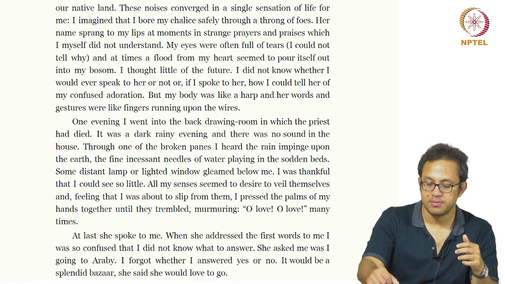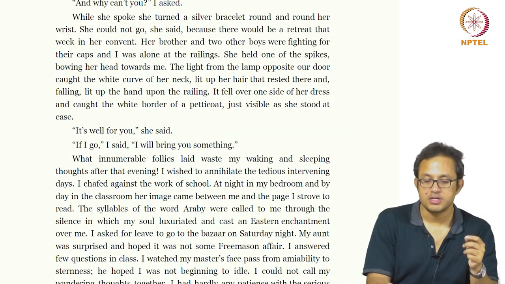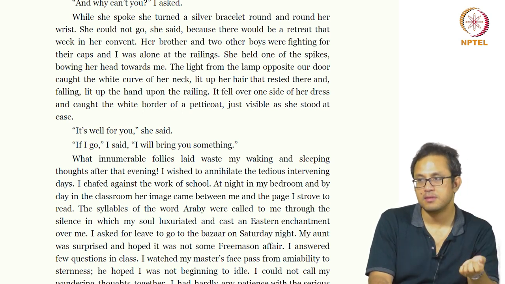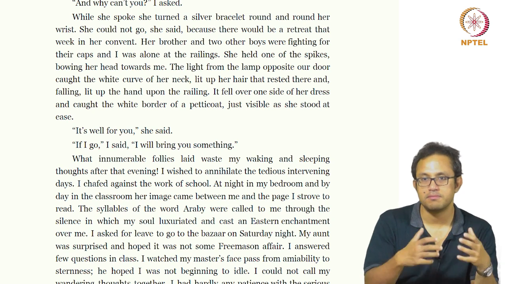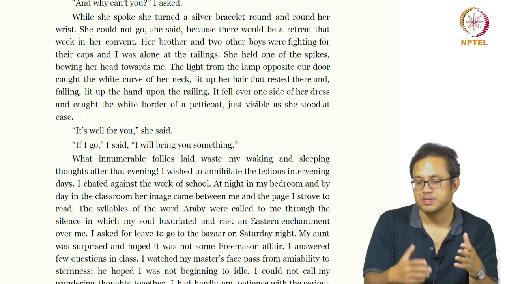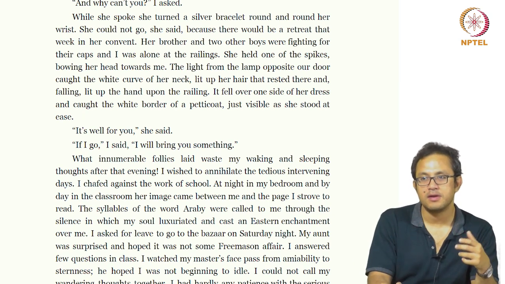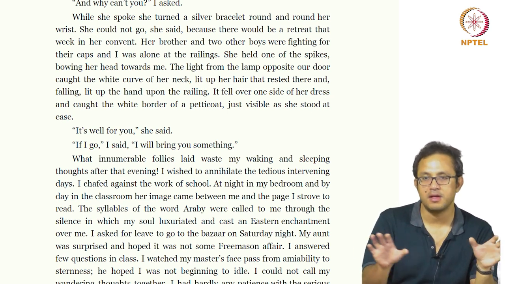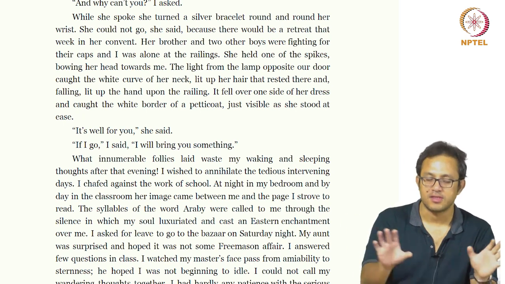And this is told to him as well. "And why can't you?" I asked. While she spoke, she turned a silver bracelet round and round her wrist. Again, look at the biblical metaphors over here, the markers, a silver bracelet. Silver is a marker which was biblically used as a marker of betrayal. That was what was paid for betraying Christ. So silver over here is interesting. That metaphor of betrayal, that metaphor of fall is presented to us in a very surreptitious way. We've seen how these biblical markers are littered in this landscape.